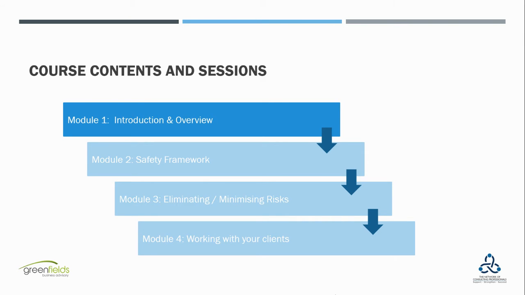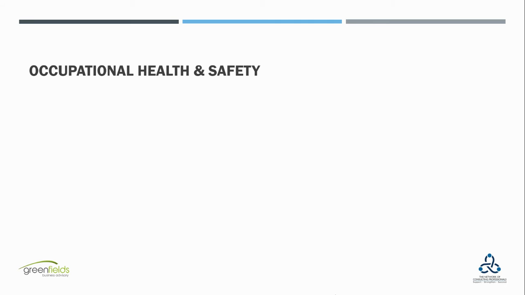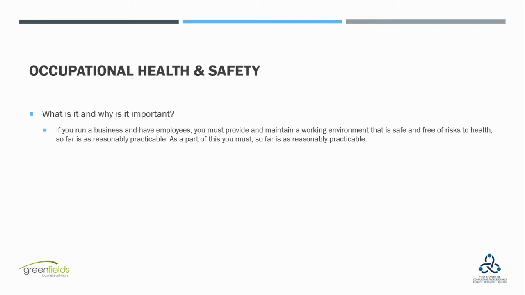Module 1, introduction and overview. So occupational health and safety. What is it and why is it important? Well, if you run a business and have employees, you must provide and maintain a working environment that is safe and free of risks to health, so far as is reasonably practicable.